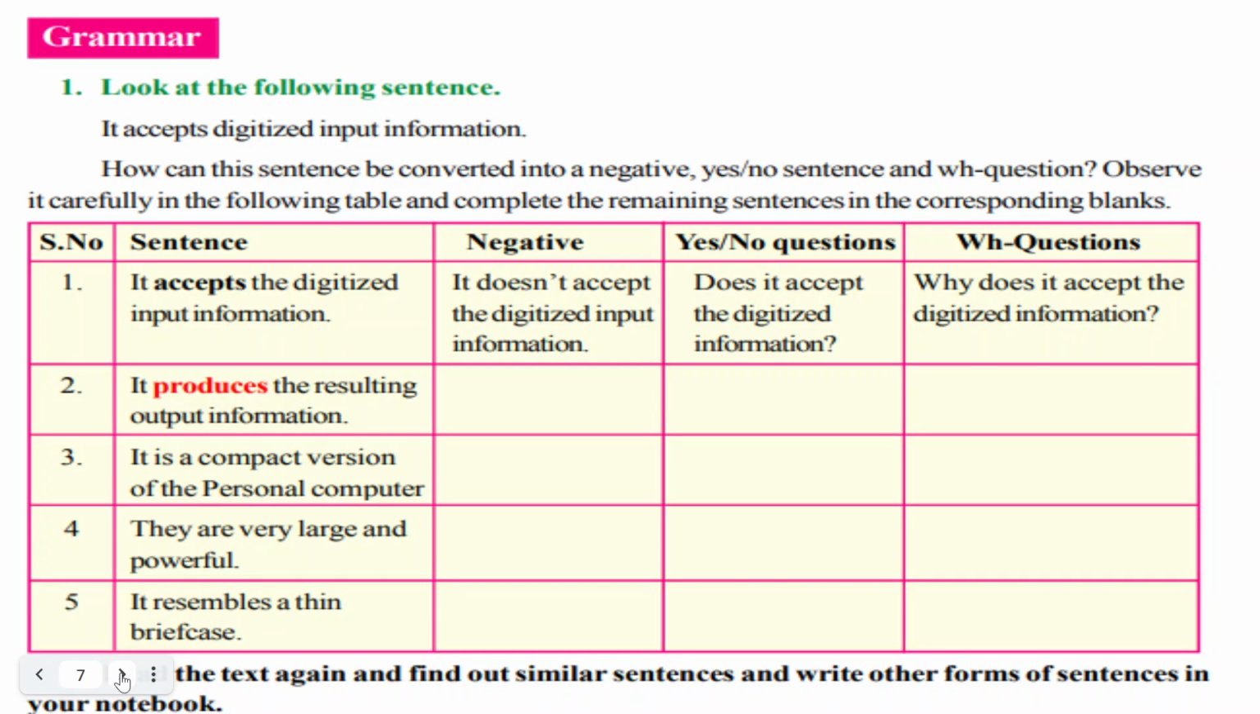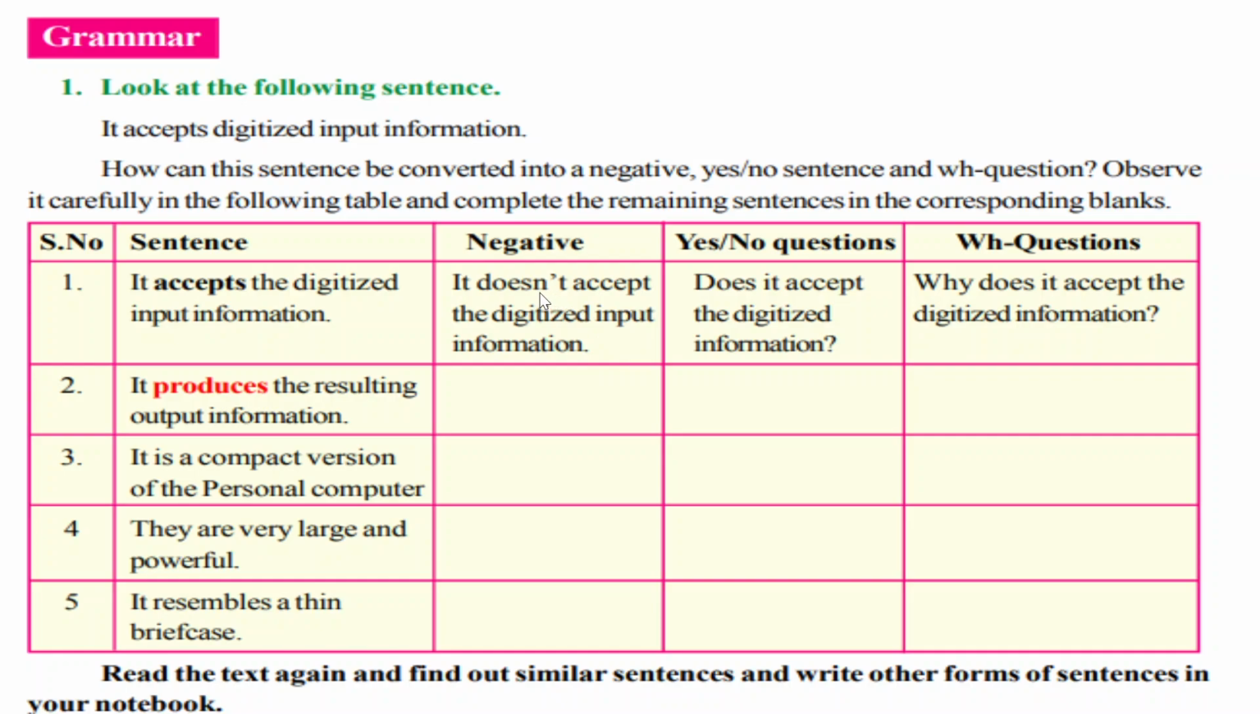Next, let us move on to the grammar section. This is also a screenshot taken from your textbook itself. There are some sentences we have taken from the textbook. It accepts the digitized input information. This is the statement, and from this statement we have to identify the verb form. Here it is accepts. The S indicates that it is in the present simple tense. If it is in the present simple tense, when we change this into a negative sentence, it takes does. So here it doesn't accept the digitized input information.